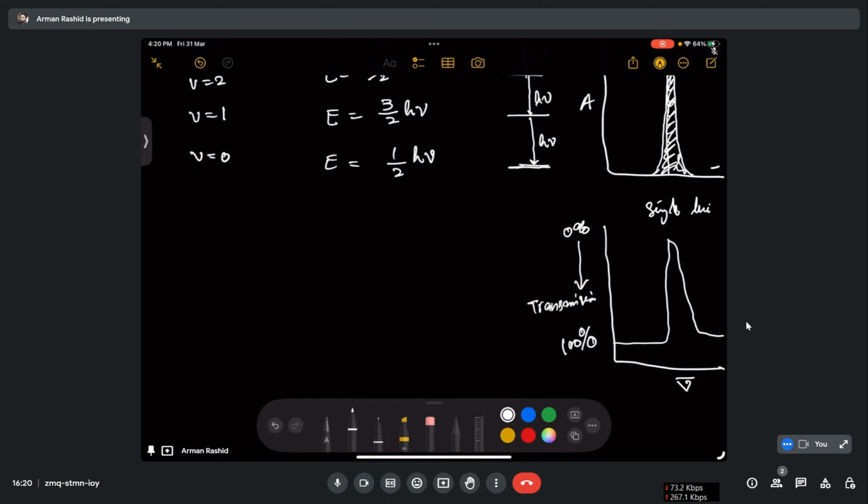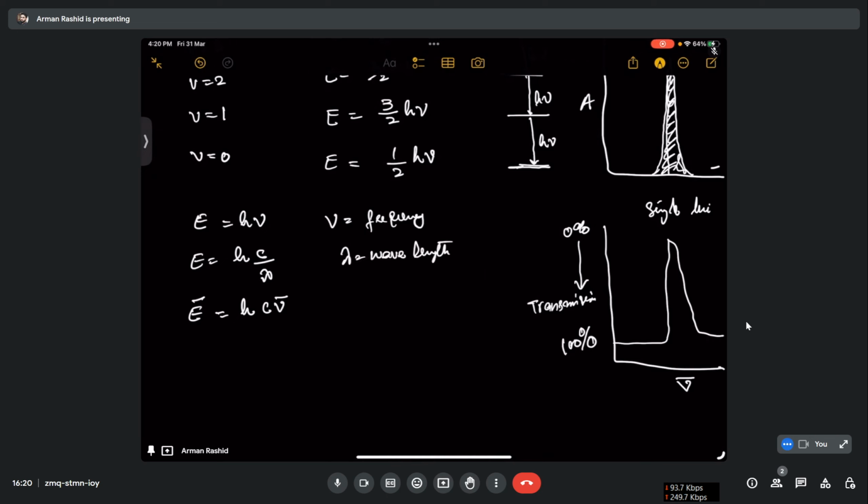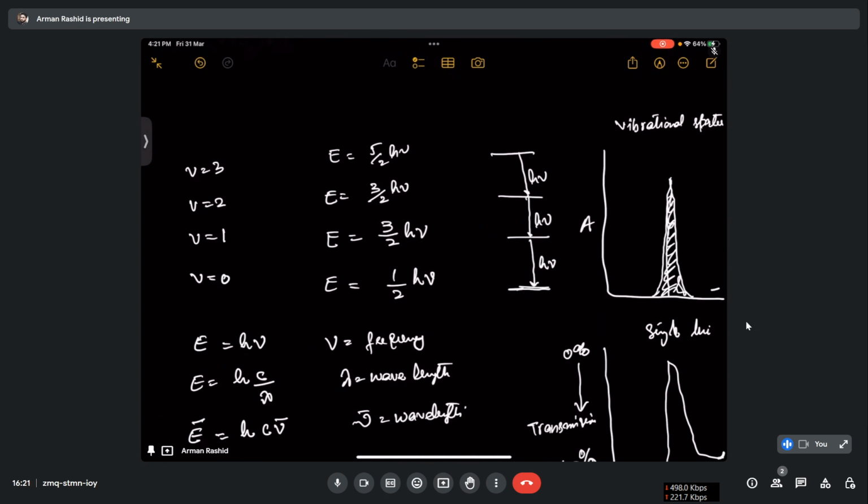So this is the vibrational spectroscopy, and this is written in terms of wave number. Wave number is just the inverse of wavelength. For example, if we write E is equivalent to h nu, this is in terms of nu, then E is equivalent to h c by lambda. Then E can be written in terms of wave number. Here nu is frequency, lambda is wavelength, and this is wave number. So infrared spectroscopy is mostly shown in terms of transmission as a function of the wave number. Just like the carbon-carbon triple bond absorbs at 3300 wave number.